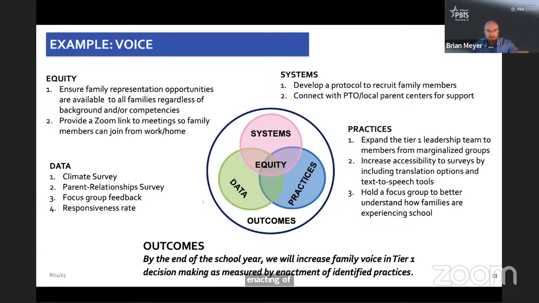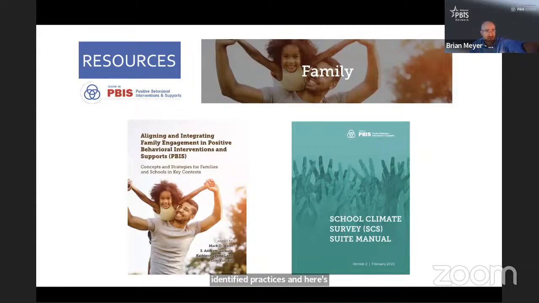So, kind of pay attention to the time here. Some resources that we have: the School Climate Survey Suite was updated. We have a version 2 of that over the past couple of years, and we have the Feedback and Implementation Survey Suite as well. Lots of really good resources from PBIS Apps that can be useful in getting a pulse for what's going on in your community and how that can inform what we're doing.